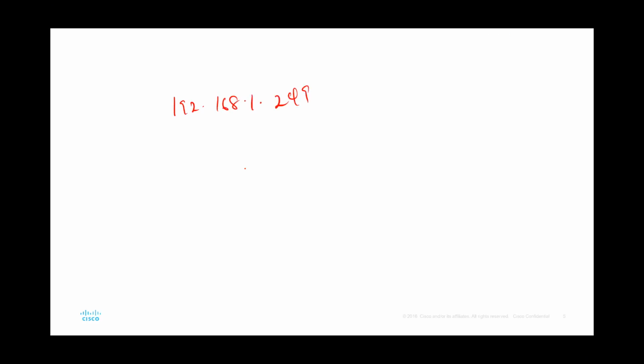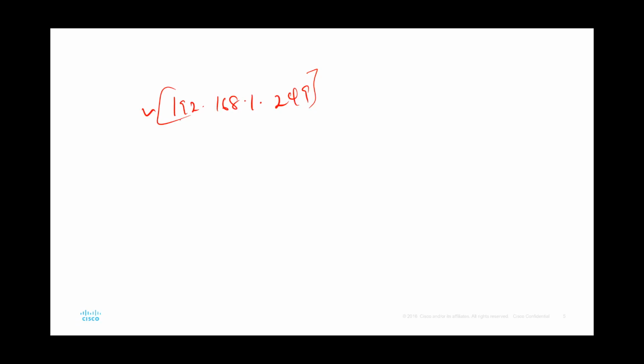249. 192.168.1.249. This is the IP address on my computer. This is in decimal format. And this is now how the computer sees this. The computer is doing its own work behind the scenes. So we now want to calculate and find out how the computer sees this behind the scenes.